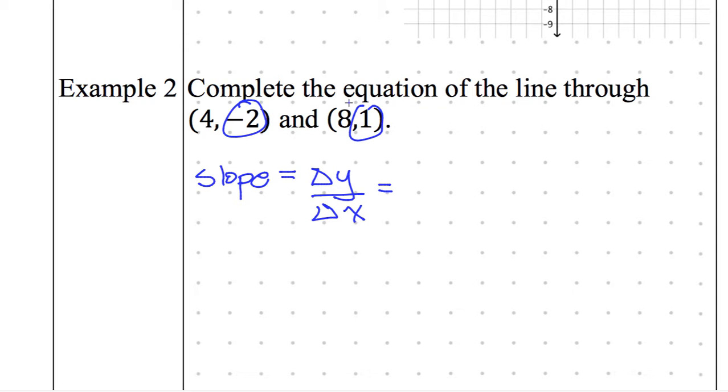I can either say always do the second one minus the first one, or I can always say the first one minus the second one. Stereotypically, most students throughout the entire United States will always do the second one minus the first one. So I'm going to just go along with everyone else. So I'm going to say this 1 minus this negative 2. So there's a double negative. 1 minus a negative 2.